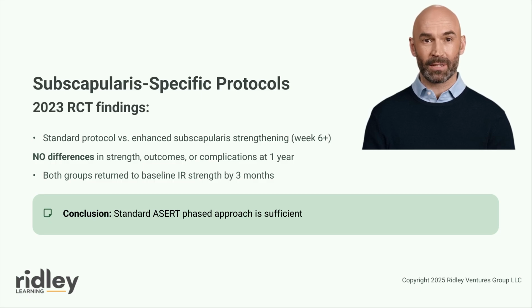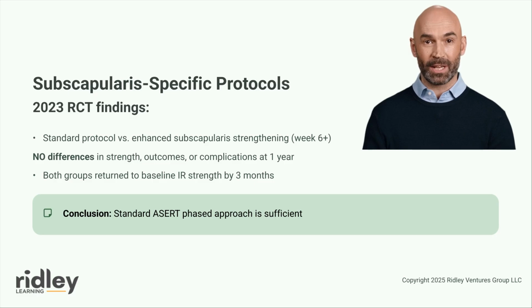Given the critical importance of subscapularis integrity to anatomic arthroplasty outcomes, significant interest has focused on whether augmenting standard rehabilitation protocols with subscapularis-specific strengthening exercises improves functional recovery and reduces the risk of subscapularis failure. A 2023 prospective, double-blinded, randomized controlled trial directly evaluated this question by comparing standard American Society of Shoulder and Elbow Therapists-based rehabilitation to an enhanced protocol incorporating early subscapularis-specific internal rotation strengthening beginning at 6 weeks postoperatively.